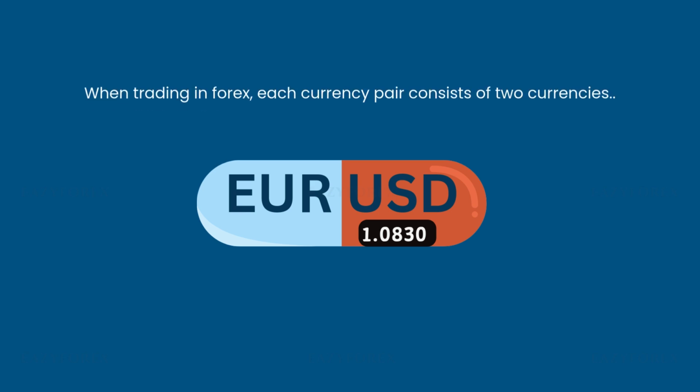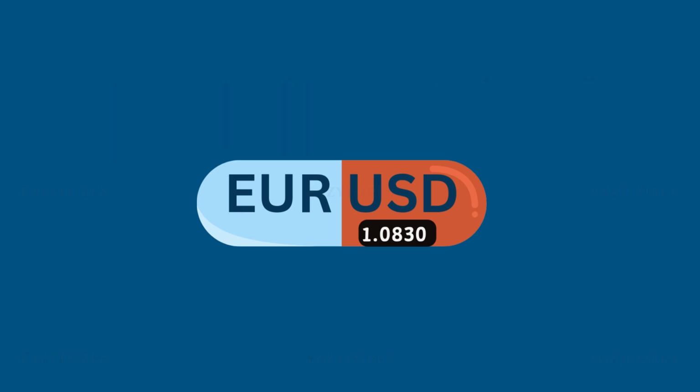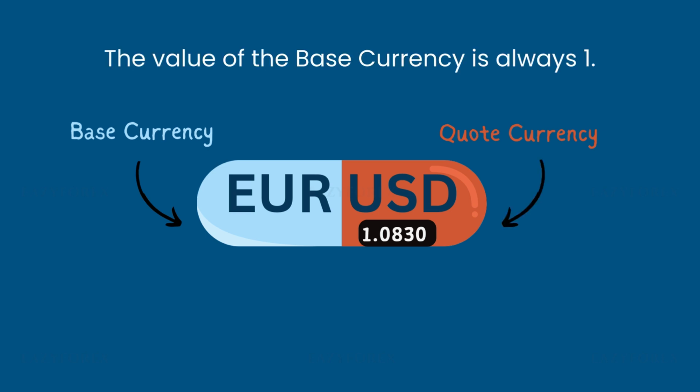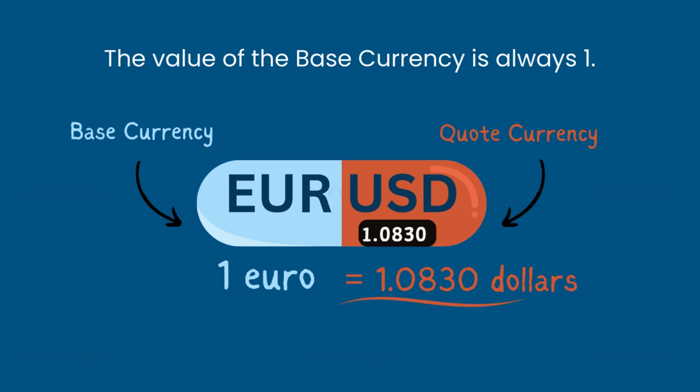When trading in forex, each currency pair consists of two currencies, the base currency and the quote currency. For instance, in the euro-dollar currency pair, euro is the base currency and US dollar is the quote currency. The value of the base currency is always 1. This means 1 euro is worth $1.0830. In other words, in order for you to get 1 euro, you would need to have $1.0830.